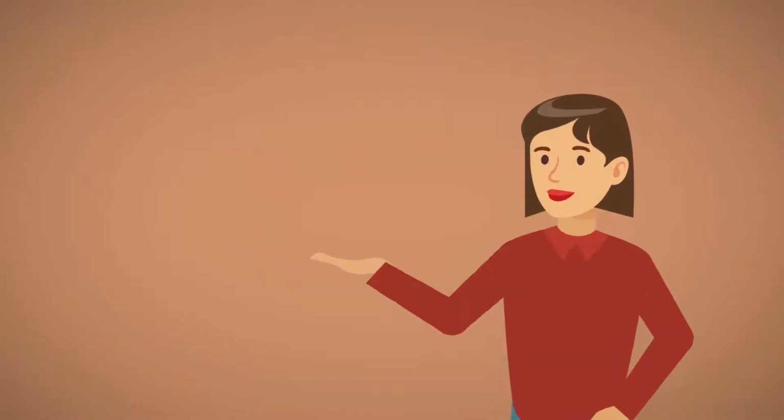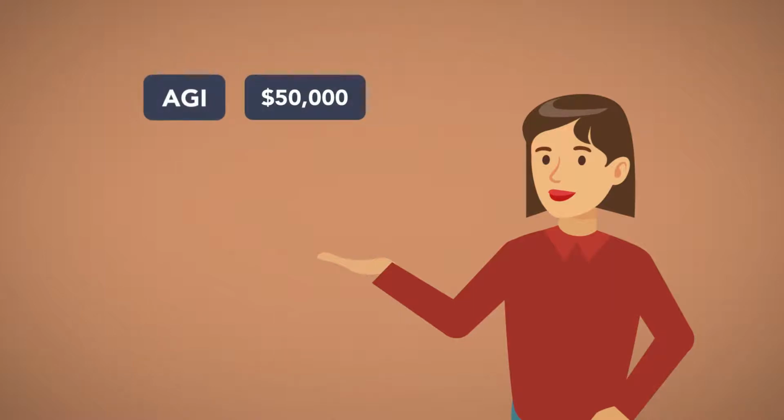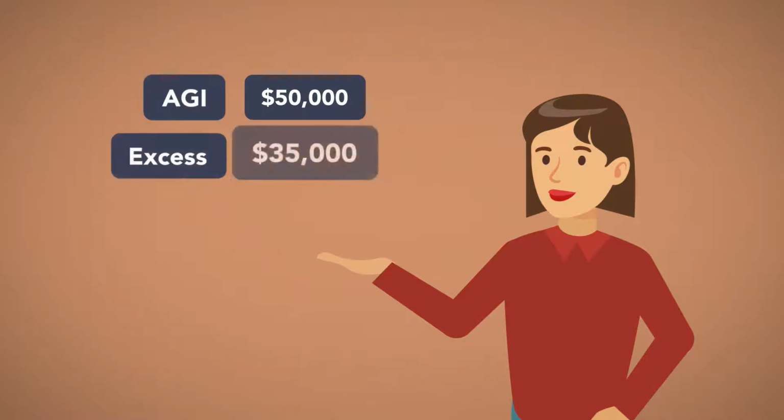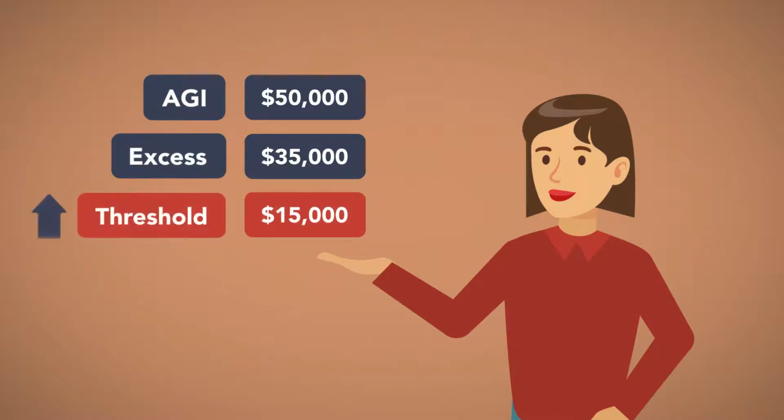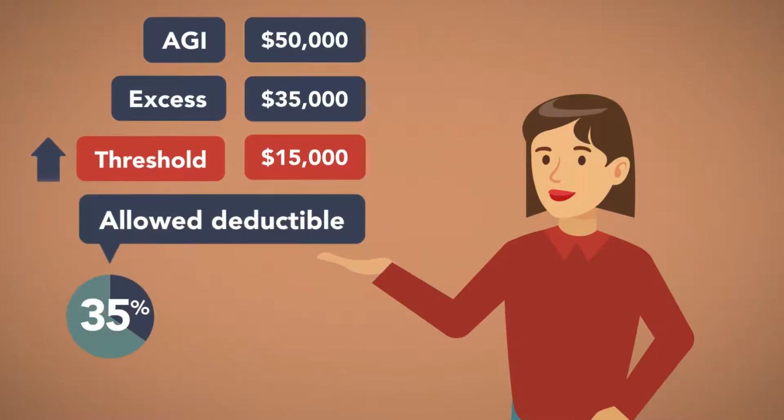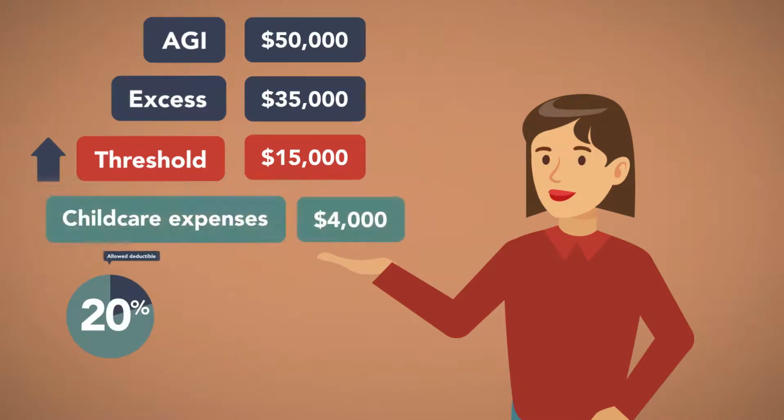For example, if taxpayer A has an adjusted gross income of $50,000, which is in excess of $35,000 over the $15,000 threshold amount, then the taxpayer's allowed percentage is reduced from 35% to 20%. Therefore, if the taxpayer pays $4,000 in child care expenses for one child, she can claim a child care credit of 20% of those $3,000 expenses, a $600 credit.